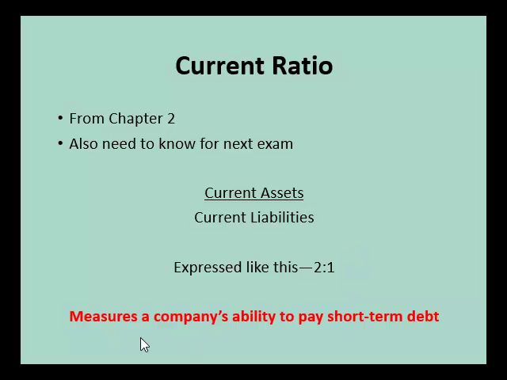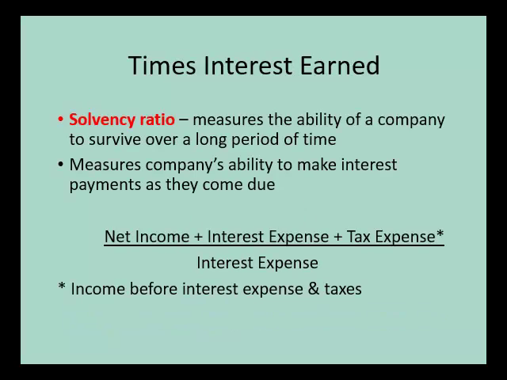And the current ratio measures a company's ability to pay short-term debt, where remember, times interest earned was a solvency ratio, and it measured the ability of a company to survive over a long period of time.